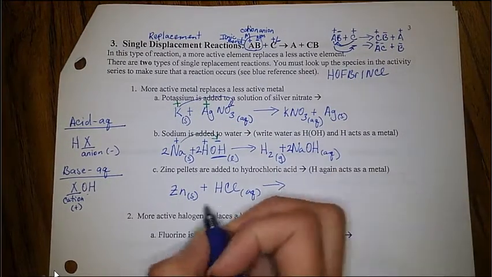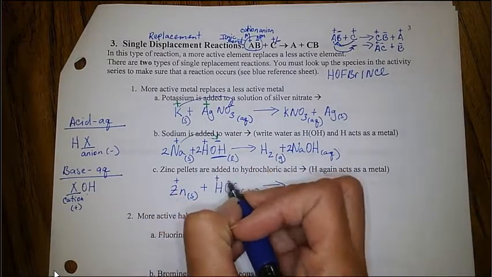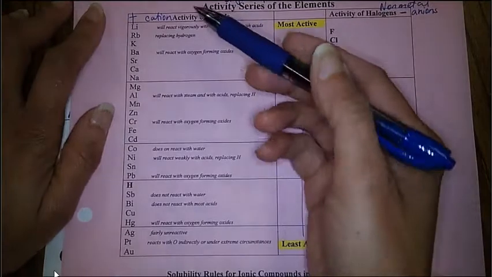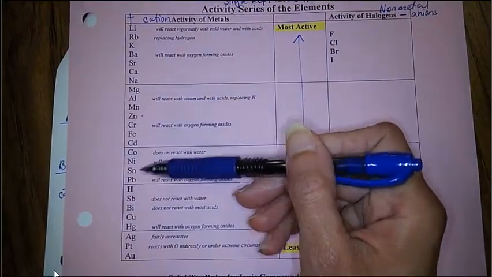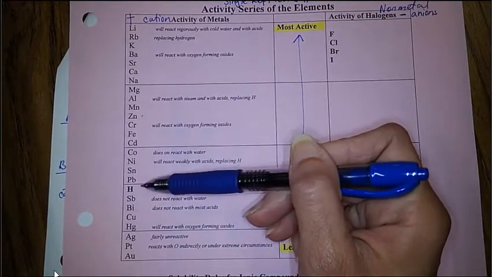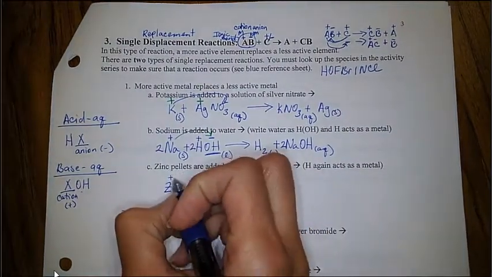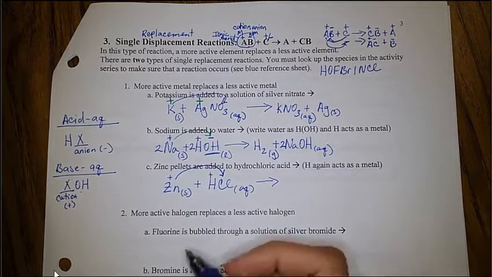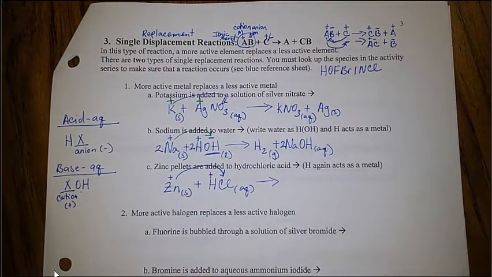And we want to compare zinc that has a positive charge to hydrogen that has the positive charge on there. So we're going to go back to our activity series chart, and we've got zinc right here, and then hydrogen, which is right here. So zinc is higher than hydrogen, so this reaction will take place. This zinc will then kick the hydrogen out, and it will bond to the chloride in here.